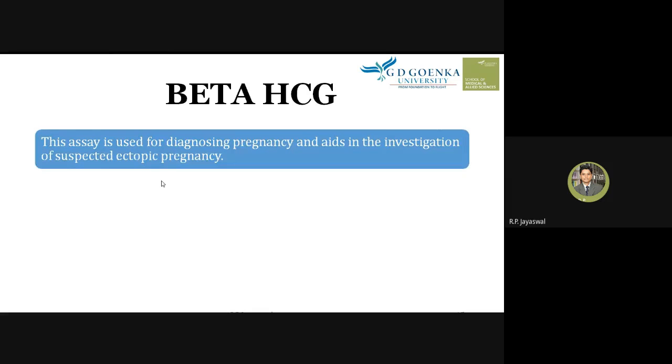We have already studied this test. This assay is used for diagnosing pregnancy and aids in the investigation of suspected ectopic pregnancy. So if there is some ectopic pregnancy, in that condition also we can diagnose it. We can perform beta HCG. Beta HCG is one of the tests which tells us whether the mother is pregnant or not. Okay, let's know next.